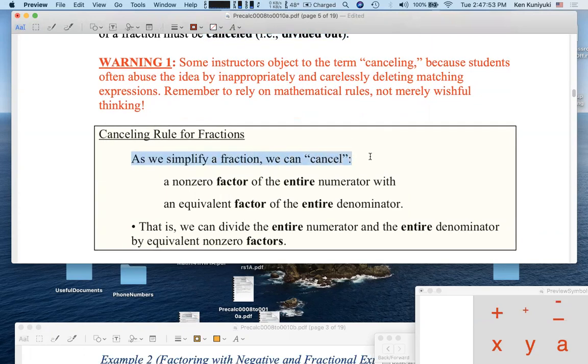As we simplify a fraction, we can cancel a factor of the entire numerator with a factor of the entire denominator, provided that they're non-zero and they're equivalent, like an x and an x. In other words, we can divide the entire numerator and the entire denominator by equivalent non-zero factors.